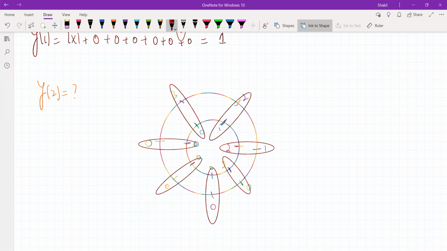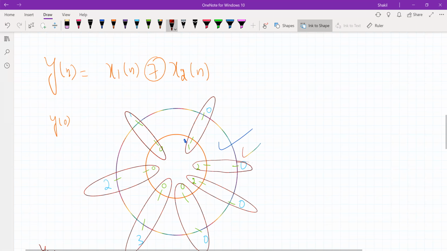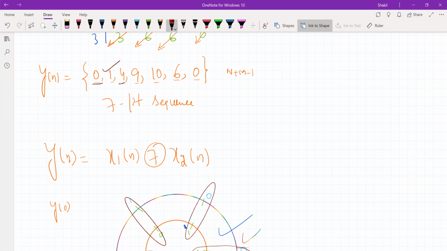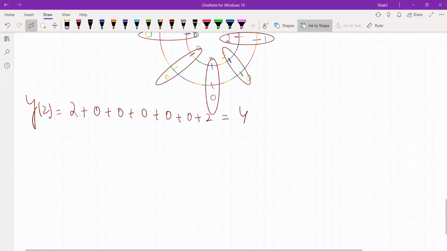We check whether I have given the correct rotation or not. So I have 2 multiplying the term, 2 multiplied by 2, 2 multiplied by 1. Again, remember this is the starting point. Then 0, then 0, then 0. So y of 2 is 4, and I get in the right y of 2 is again 4. Now next what we'll do, we give one more rotation to this, to compute y of 3.